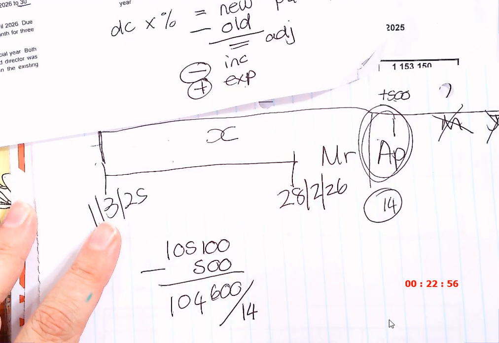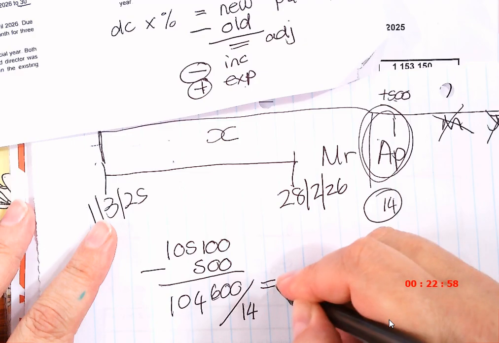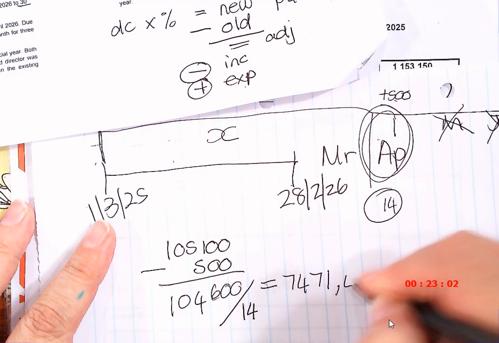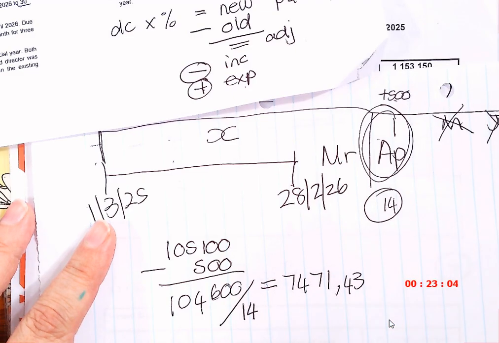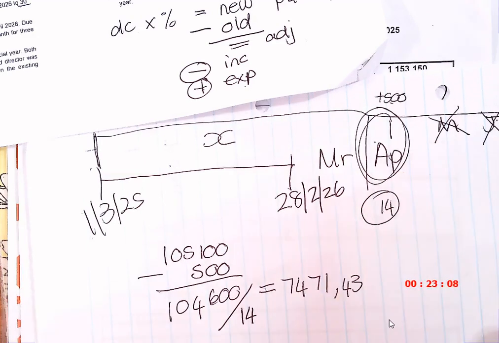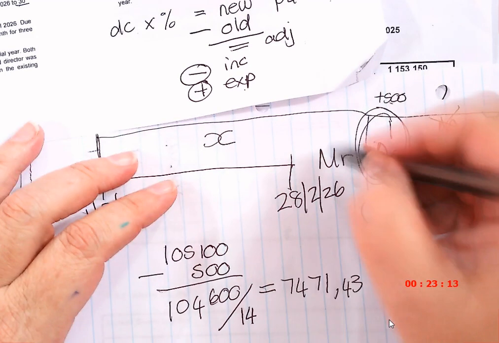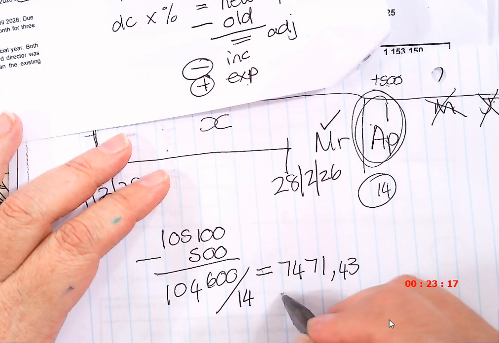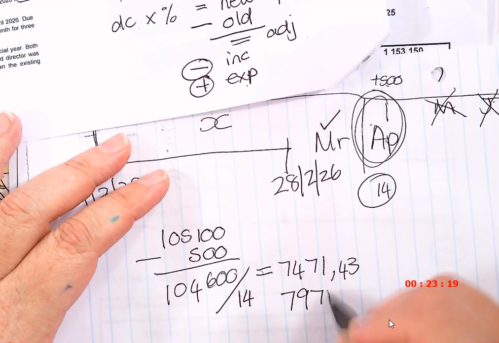And that gives me 7,471.43, and you can round off. You can keep it. It's fine. Now, that's the first month. So that's March. What is April going to be? Plus 500. You see?